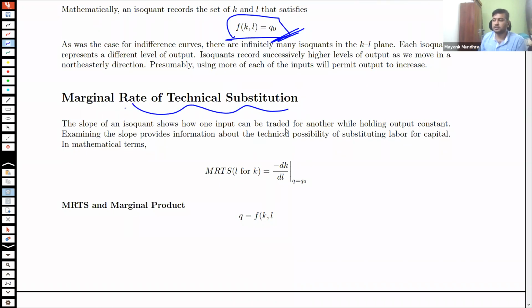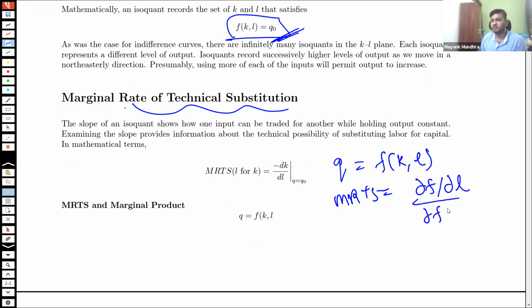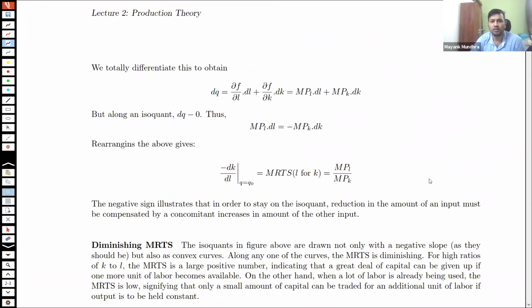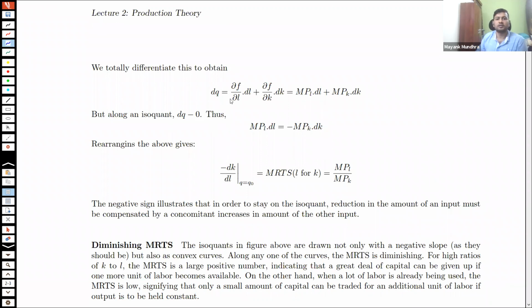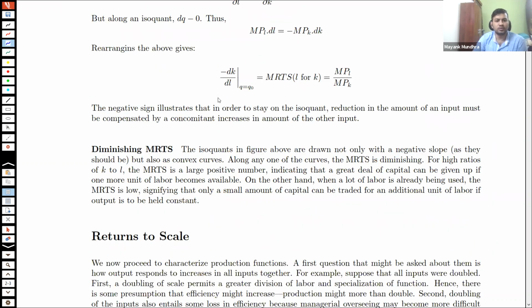Marginal rate of technical substitution, this is similar to MRS. So you have a quantity equals f of K, L. MRTS is going to be del f by del L upon del f by del K. It is going to be equal to the slope of the isoquant. So the math is here, but it is similar. Everything is similar to MRS, so I'm not going to look at that much.